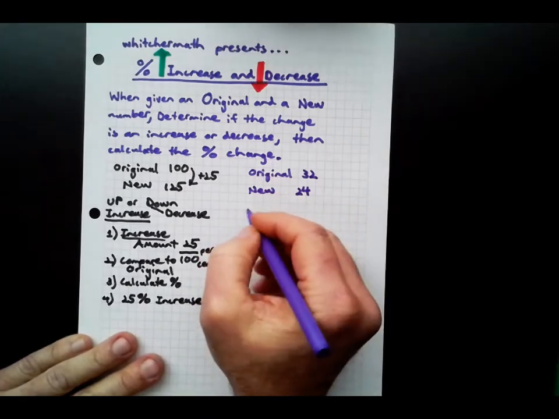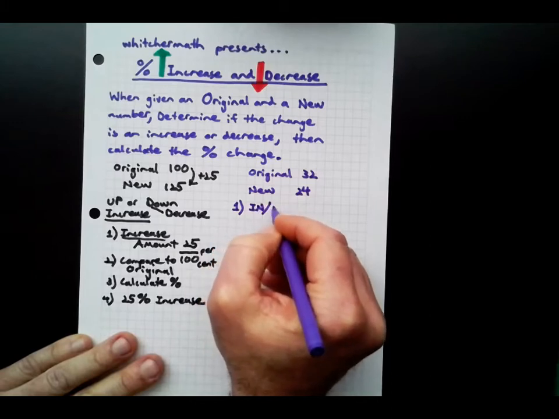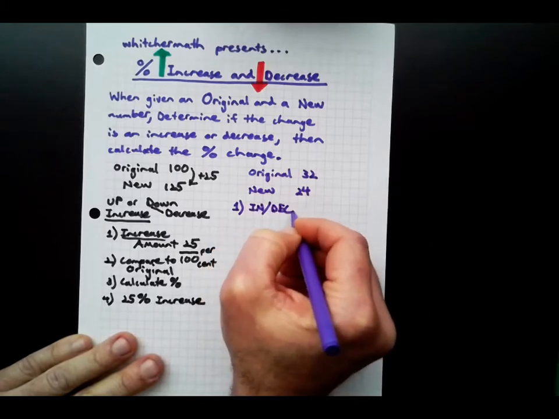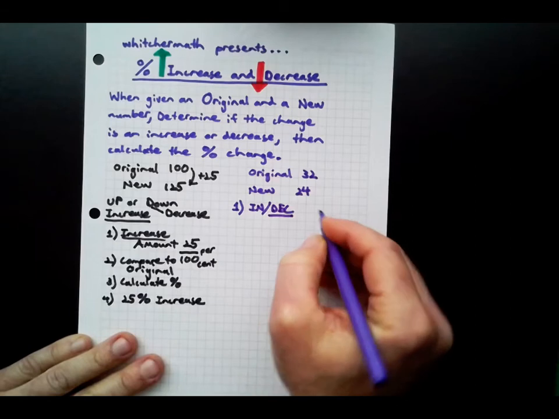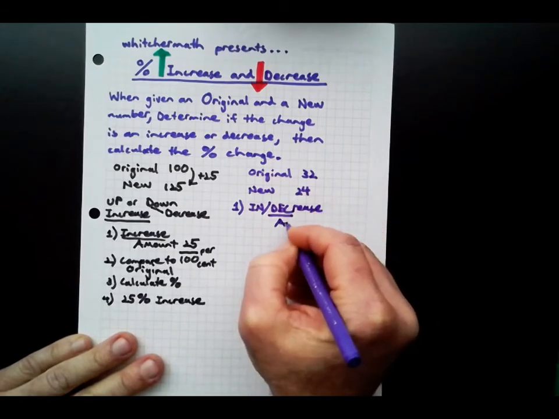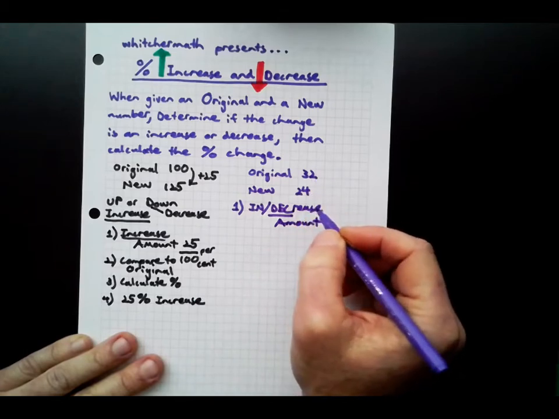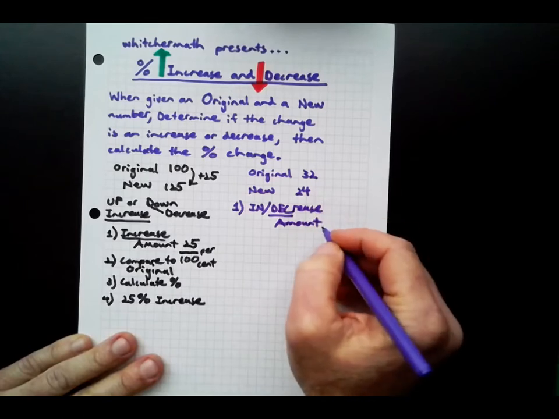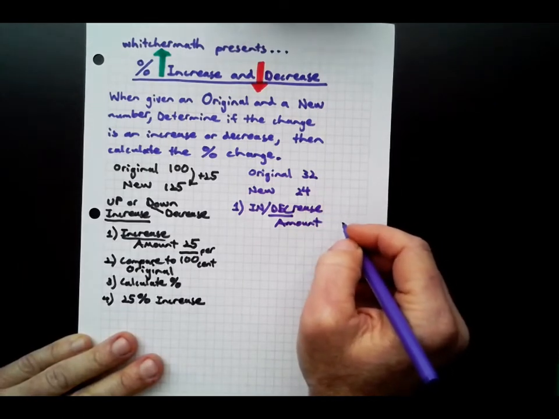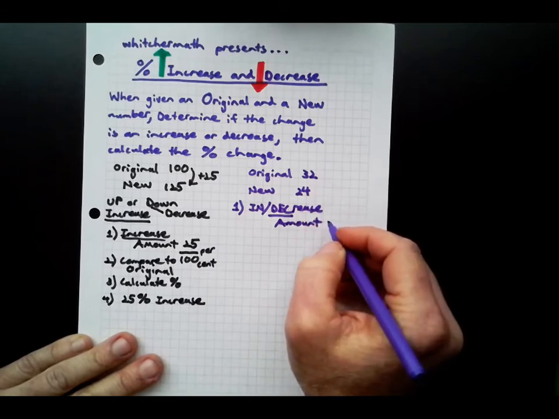So we're going to go step 1. Is this an increase or a decrease? It's going down, so it's a decrease. What's the amount? The amount of decrease is 8. We just do the distance here. We don't say if it's -8 or anything like that. Just how far is it from 32 to 24?